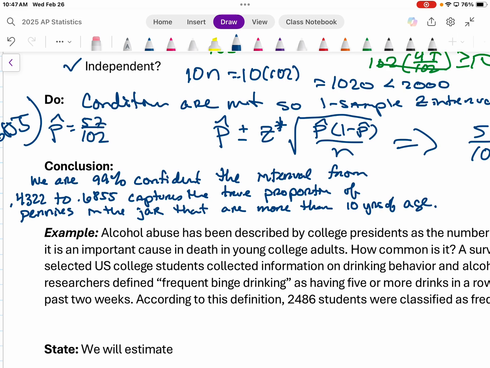Okay, I've got to decrease my confidence level. If I decrease the confidence percentage, that makes me a narrower width. Okay, the margin of error gets smaller. So the width is not as wide.